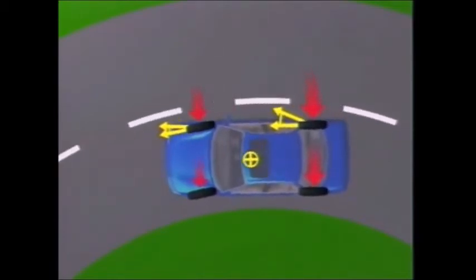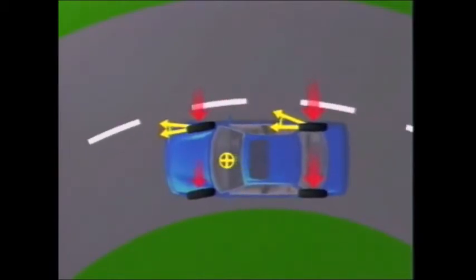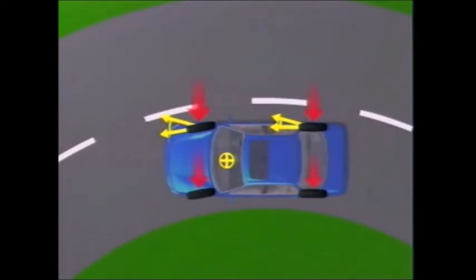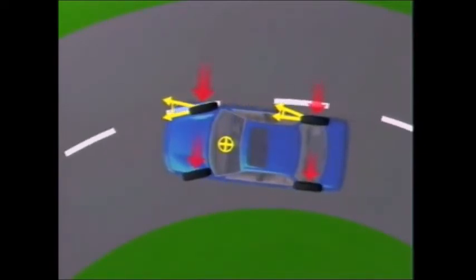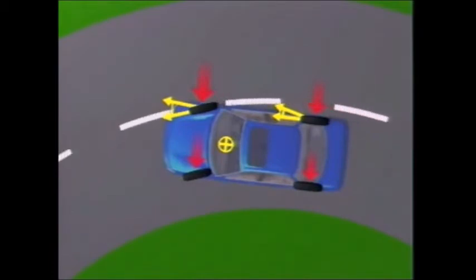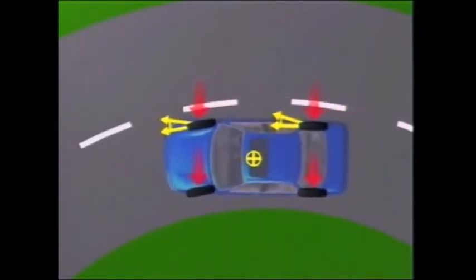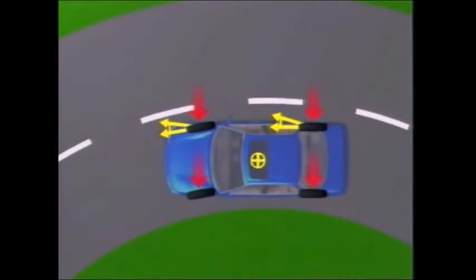More weight on the front tyres means they corner with greater slip angles than the rear. The vehicle is then said to understeer. With equal slip angles at front and rear, the vehicle is said to have neutral steer.